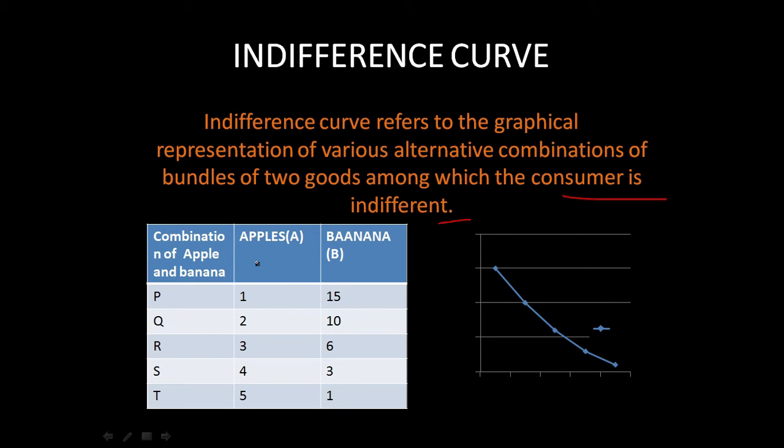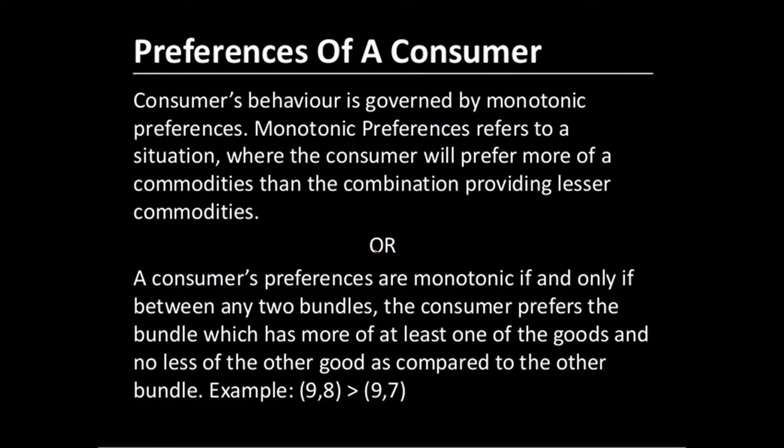We are talking about the different rates for apples and bananas. Apple is a bit costly and banana is less costly. So he will try to spend his income in such a manner that he can have a different combination of goods which will give him equal satisfaction. Okay, so this is what the indifference curve is all about. Now another concept comes, like preferences of a consumer.